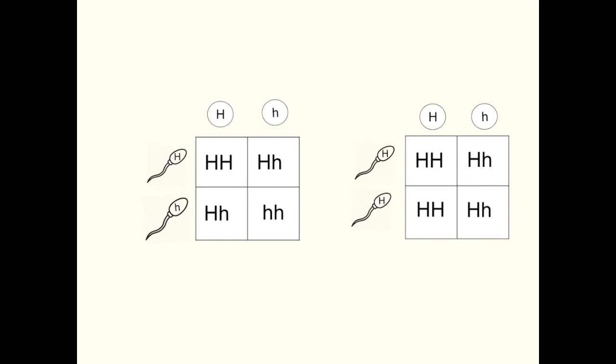Another way to do this would be to count the boxes. We can see each of the boxes here, 1, 2, 3, 4, 5, 6, 7, 8, and only one out of those 8 is that homozygous recessive genotype for straight hair. So the answer to the question, what is the probability that their first child will have straight hair, is 1/8 probability.